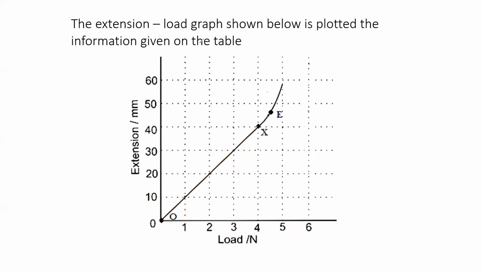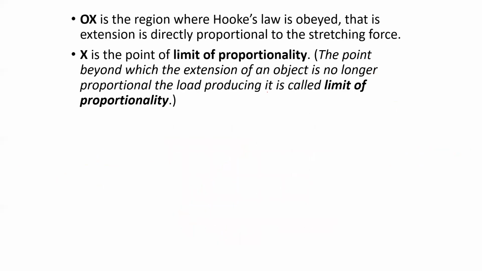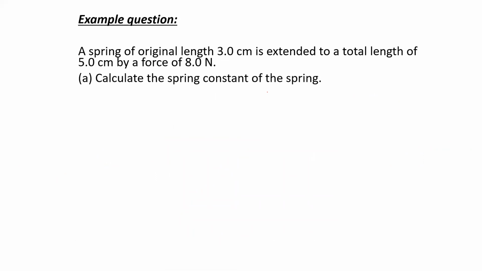Now some questions, examples related to Hooke's law. In this question, I want everyone to solve and state the answer in the chat. A spring has an original length of 3 centimeter. That's the original length, meaning the length of a spring without any load, like nothing is attached to the spring, and it is 3 centimeter long. The spring is extended to a total length of 5 centimeter when we attach 8 Newton.